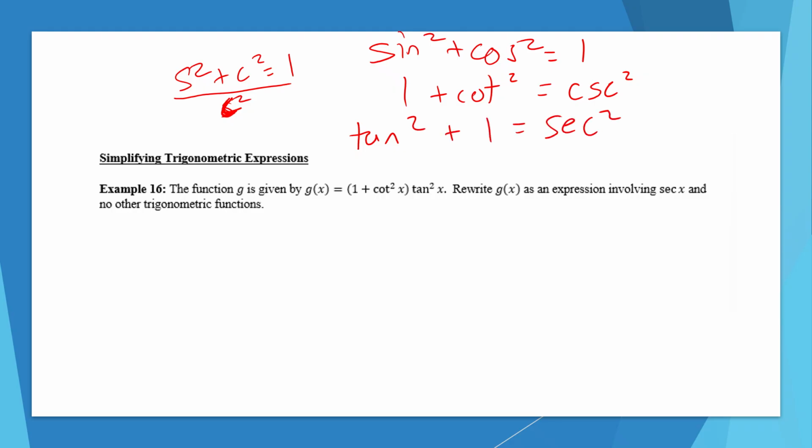So let's use that to our advantage. The first one is g is given by this. Rewrite this only involving secant. So here, 1 plus cotangent, I'm going to first separate everything into its own fraction.